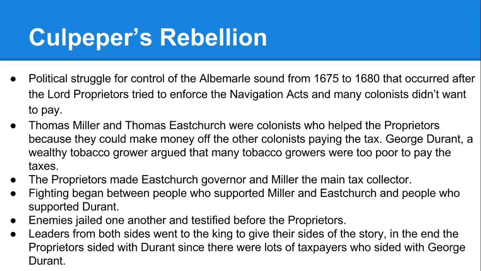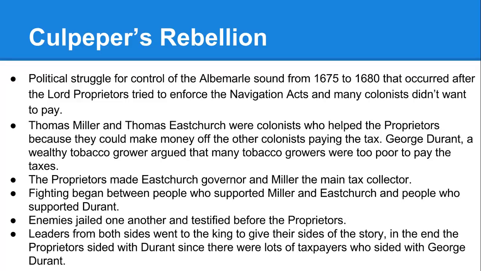Enemies jail one another and testify before the proprietors about why their side is better. So it's almost like a small civil war in the colony over whether the Navigation Acts are a good thing or a bad thing. Leaders from both sides travel all the way to England to the king to give their sides of the story. In the end, the proprietors side with Durant because a larger number of people sided with Durant.